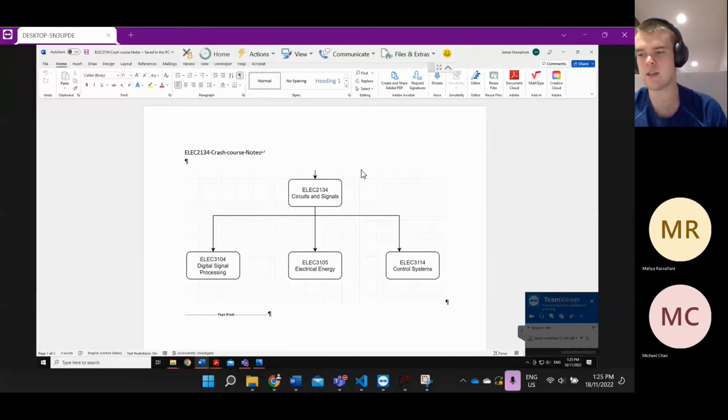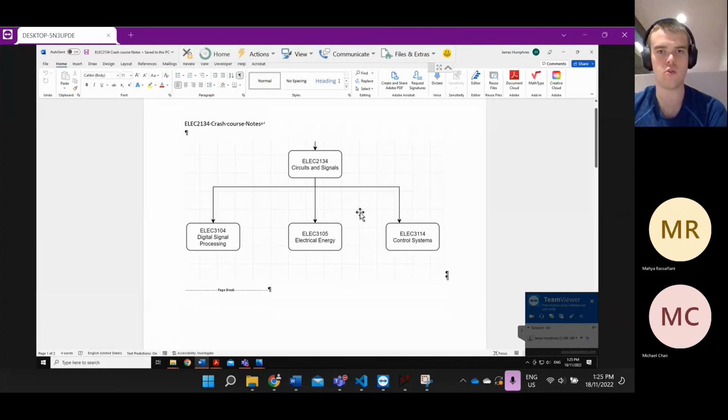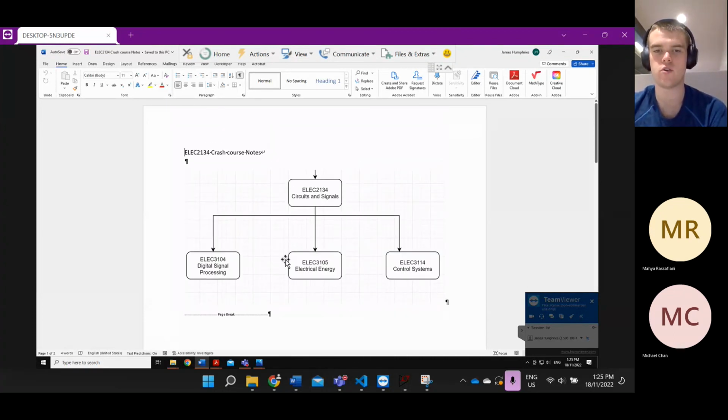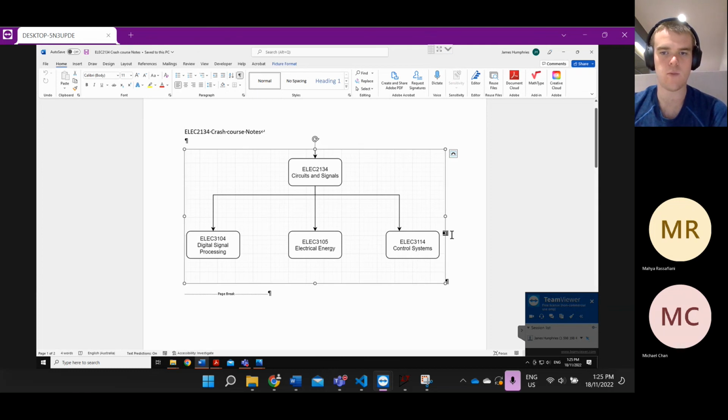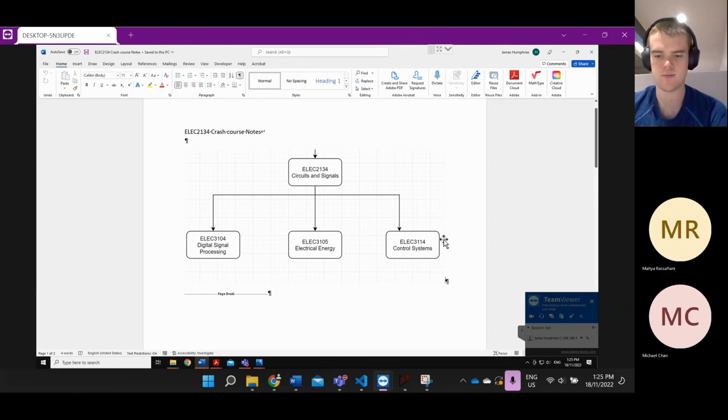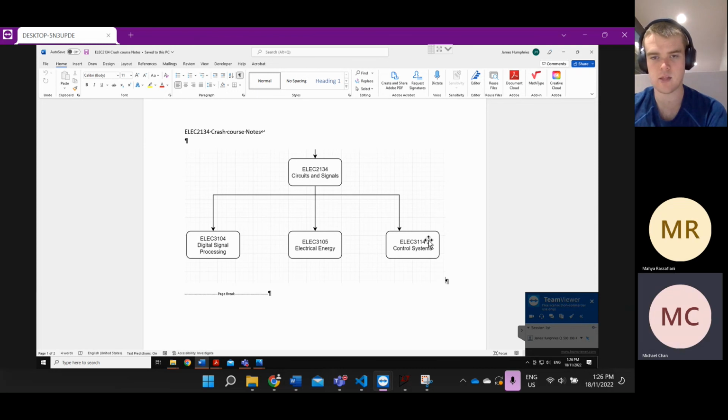Okay. So something that I think is useful is we've got this course here, 2134. Where does it actually lead on to? The three main core courses that it leads on to are DSP, electrical energy, and control systems. In control systems, you're looking at more of the poles and zeros, as well as transfer functions, low pass filters, high pass filters, and controller design.